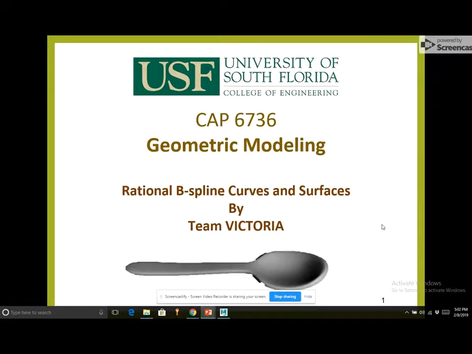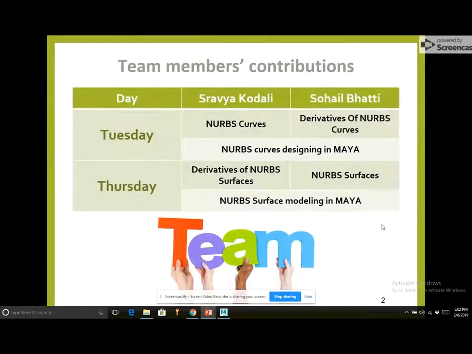So today we are going to learn NURBS curves and surfaces, followed by a hands-on session on NURBS curves and surfaces in Maya.